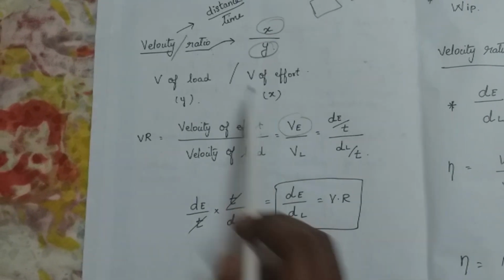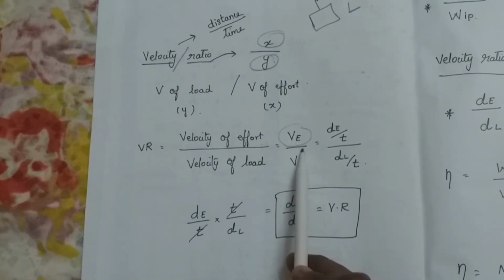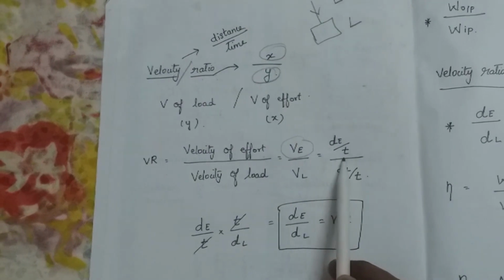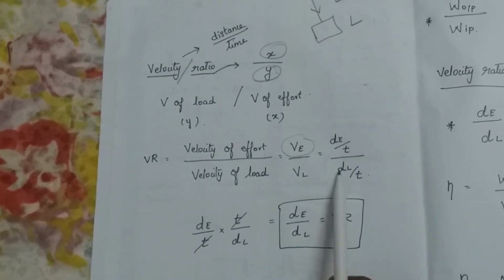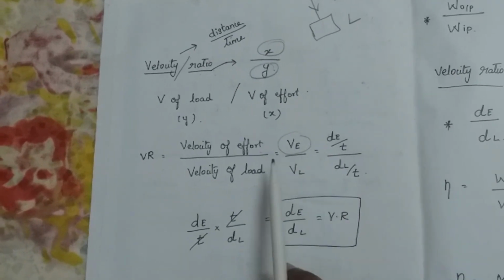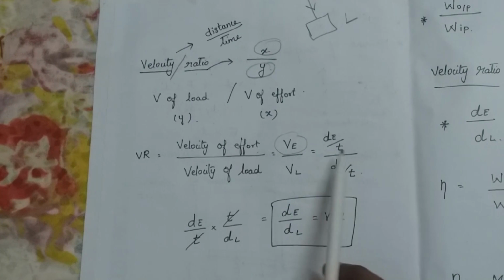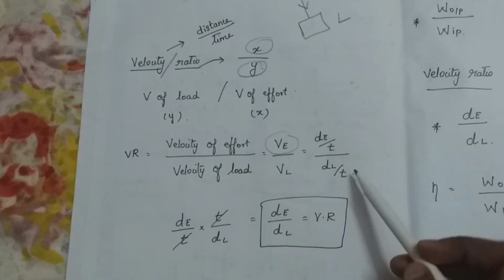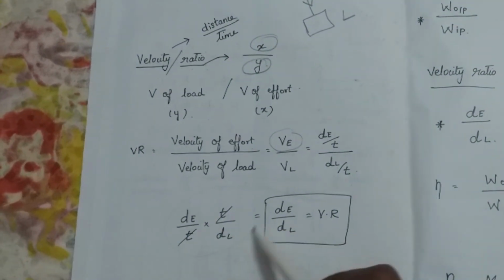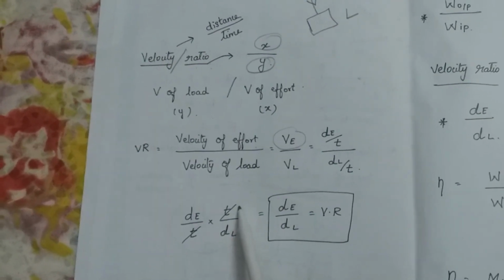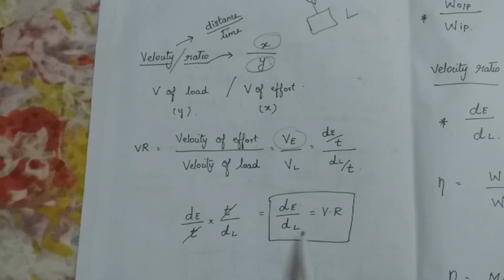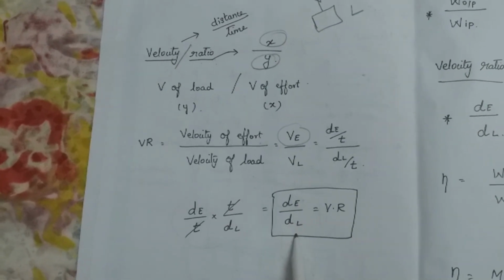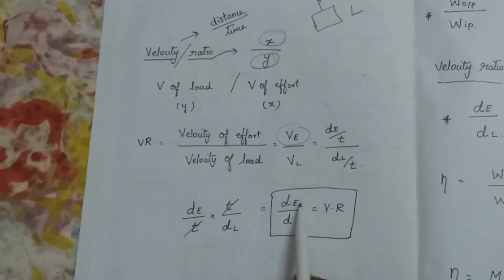If I write this velocity in terms of distance by time, my formula would become distance moved because of the effort divided by time, d by t, over distance moved by the load with respect to time. I'm not complicating things, I'm just trying to solve it. So the t and t would get cancelled, and what will be left out is dE by dL. So the formula is distance moved by the effort over distance moved by the load. So velocity ratio is equal to dE by dL.